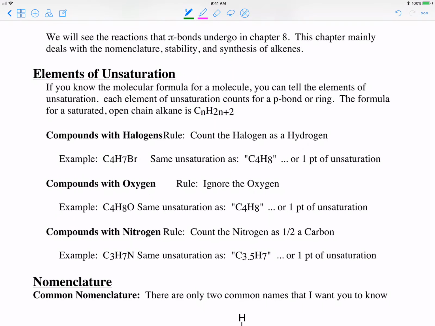Now, one of the concepts in this chapter is something that we've already covered to a certain extent: elements of unsaturation. Since we're talking about pi bonds, we're going to use this formula, CnH2n+2, to figure out how many pi bonds or rings a molecule can have. So we know this from before. If we take a simple molecule like butane, 4 carbons, and put the correct number of hydrogens on each carbon, it will correspond to that formula, CnH2n+2.